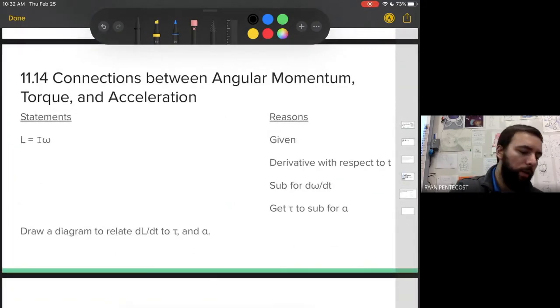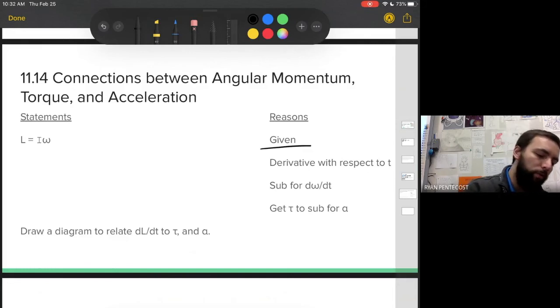All right, now let's talk about connections between angular momentum, torque, and acceleration. This is actually going to lead to a new method of solving physics problems, but we're going to save practicing that method for our next video. So given we have L equals I omega. If we take the derivative with respect to t, we get that dL over dt equals d(I omega) over dt.